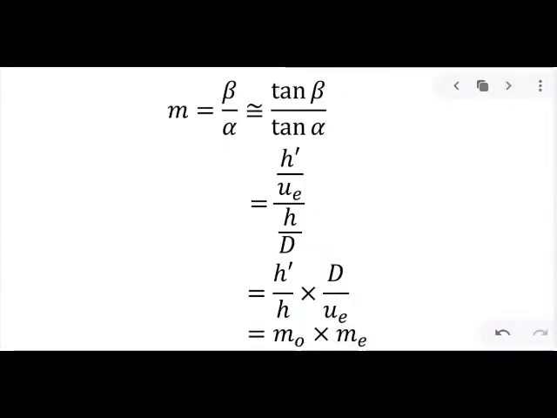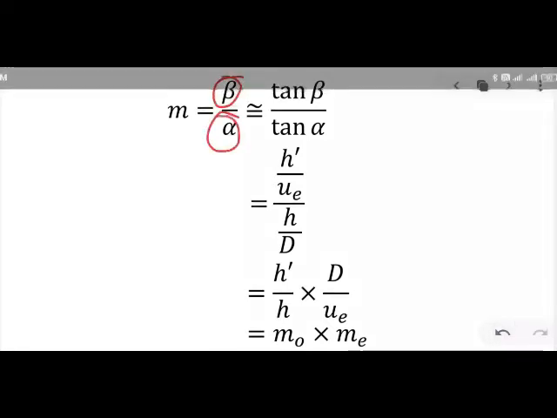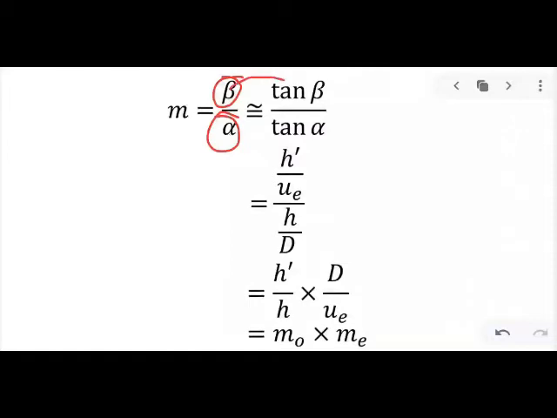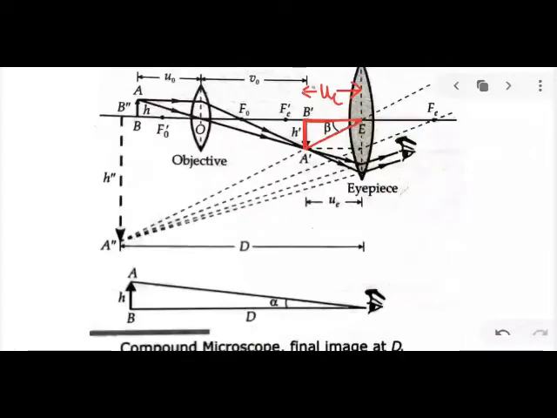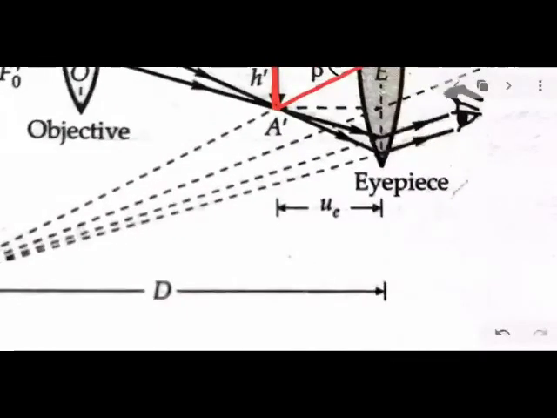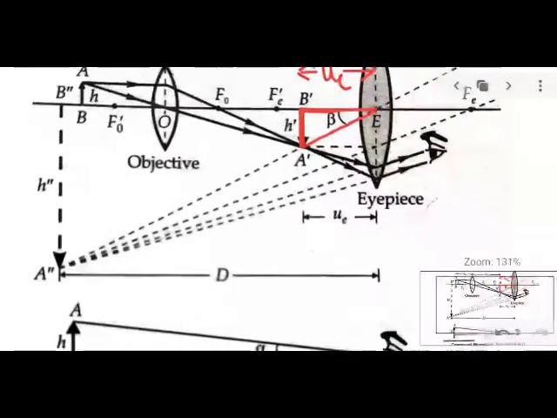So magnifying power is defined as the ratio of the angle subtended by the image, beta, to the angle subtended by the object, alpha, at the least distance of distinct vision to the eye. Now since beta and alpha are very small angles, I can write beta as tan beta, alpha as tan alpha. Now let us consider, for tan beta, the triangle A'B'E.